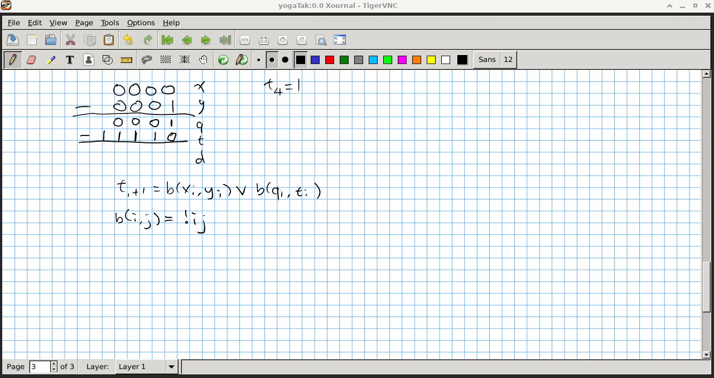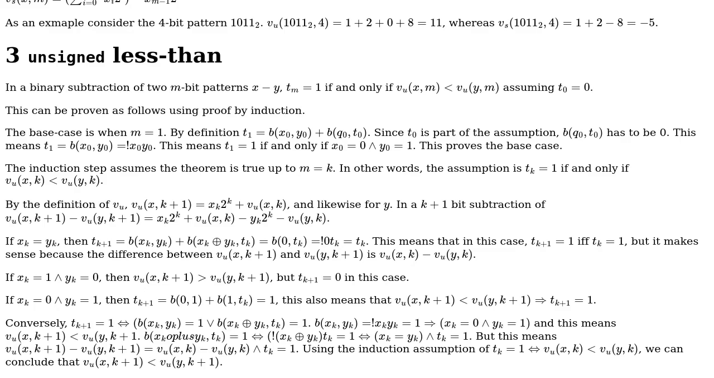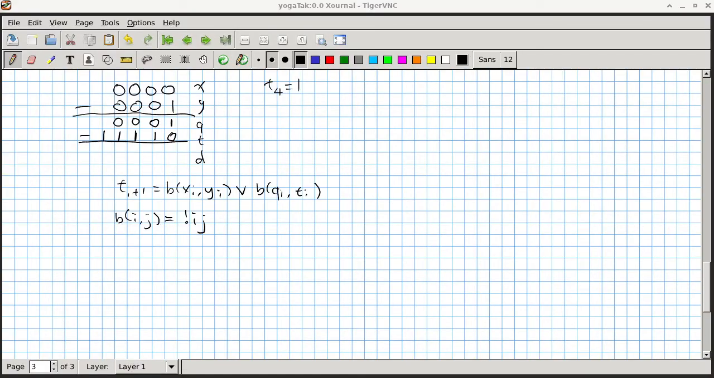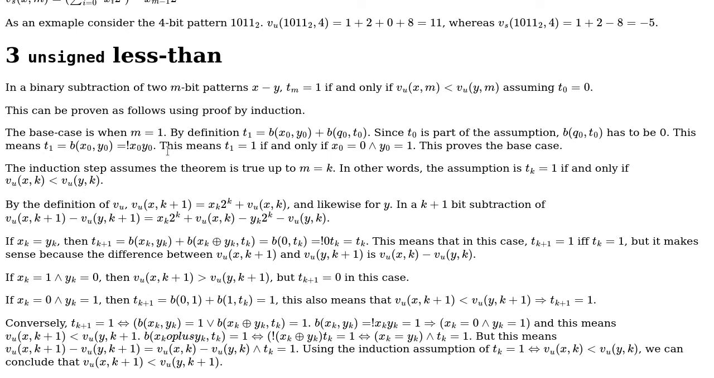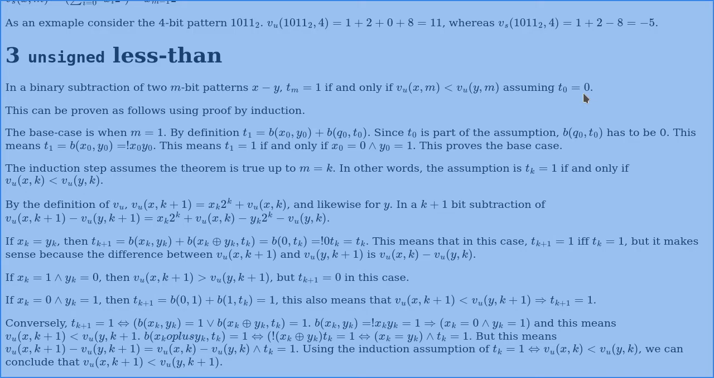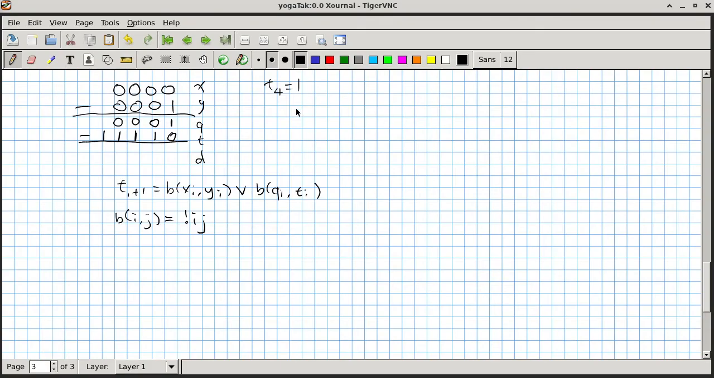Based on the statement that we just saw earlier, let me go back to that slide so you know which statement we are referring to. So based on this statement here, in a binary subtraction of two m-bit patterns x minus y, tm is 1 if and only if vu xm is less than vu ym, assuming t0 is a 0. So based on this statement, and based on what we are seeing here, t4 is a 1, what can we conclude?